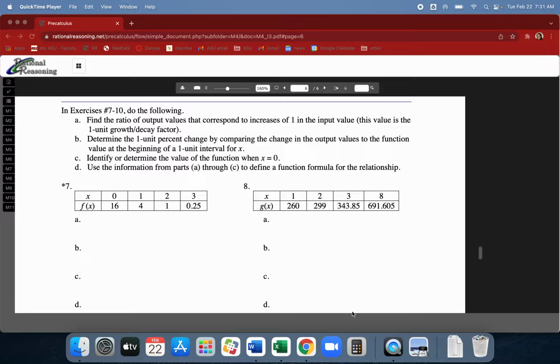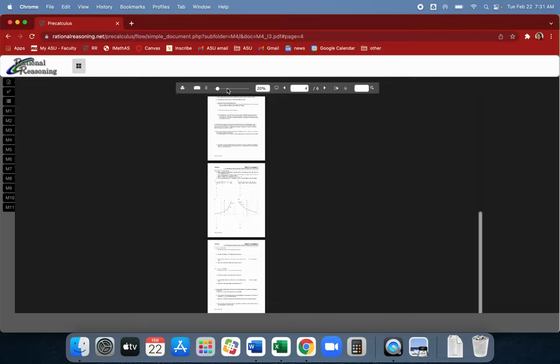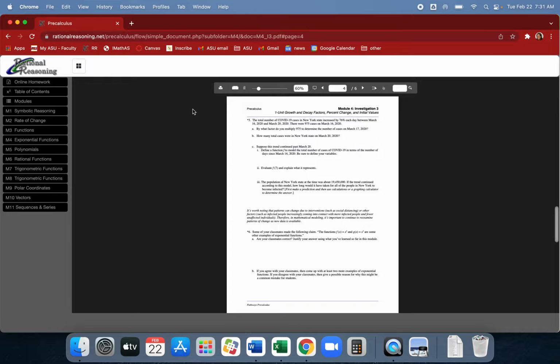But in any case, to start with, let me make this a little bit bigger. Maybe. It doesn't want to be bigger, apparently. It only wants to be smaller. Well, let me try that again then. I'll reset it this way.